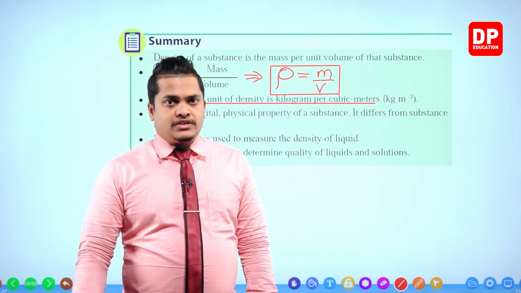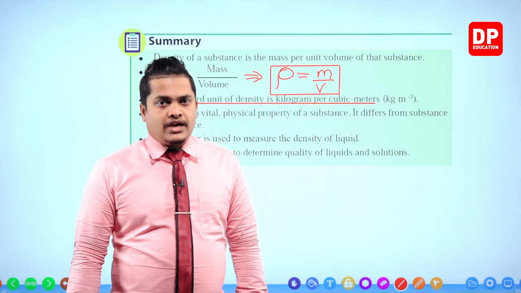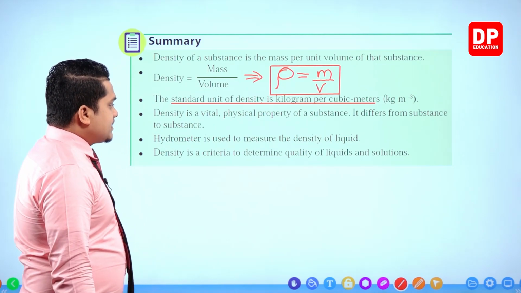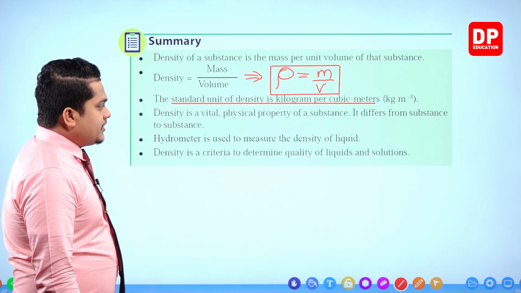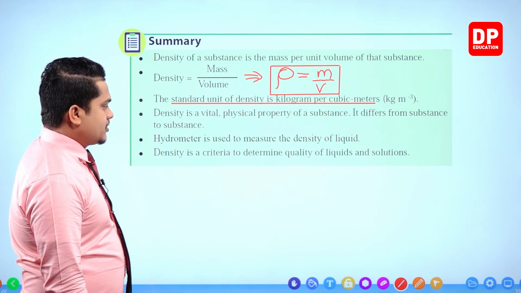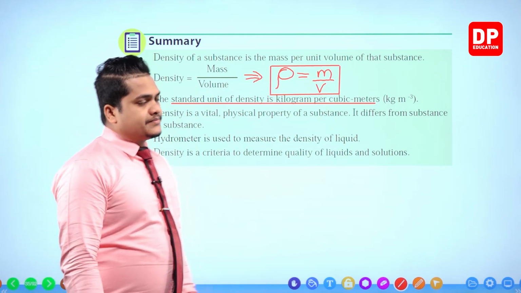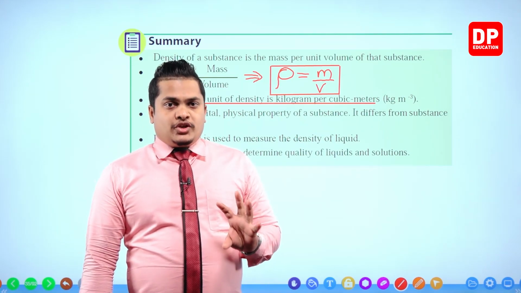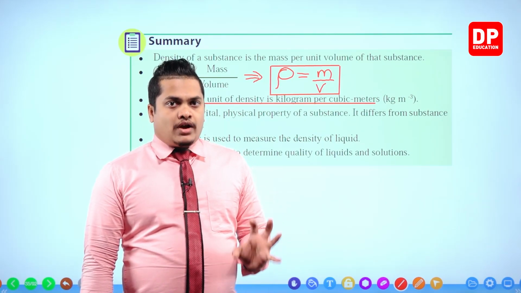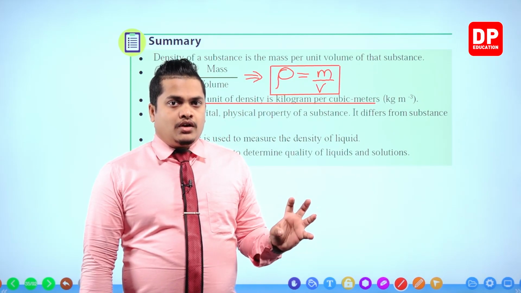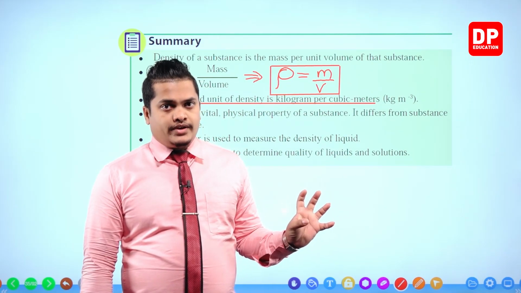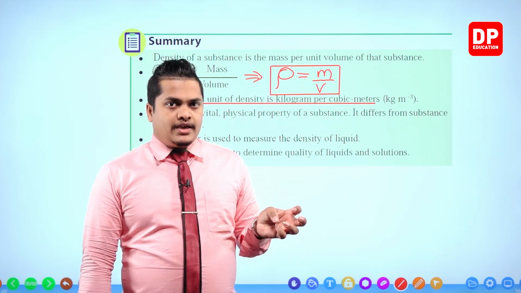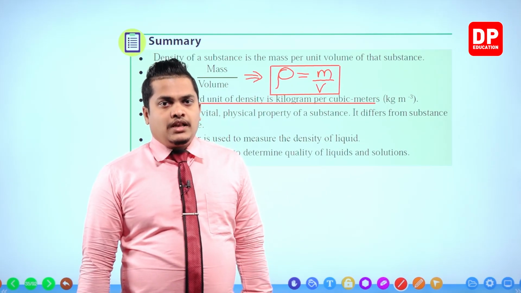Then by that way, using the scale, we can measure it. That's how the hydrometer works. Then, my dear children, density is a criterion to determine the quality of liquids and solutions. So like I said, under the uses of hydrometers, we can use the density to measure the quality and the composition of a certain liquid.